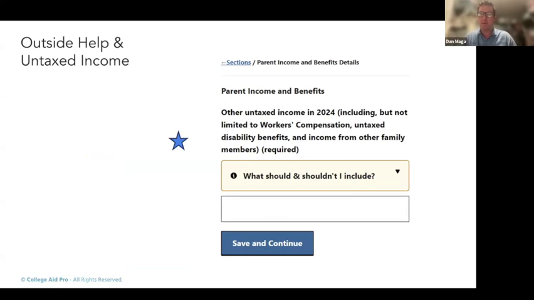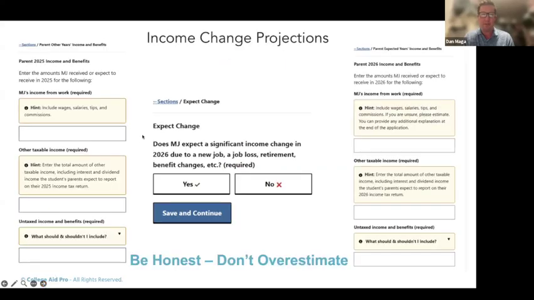Income from other family members, please don't report that. I mean, great if your family members are giving you money. If it's not being taxed, schools, college ain't going to know about it. But if you tell them here, that's going to definitely negatively impact you. So I would be careful about putting any gifts that you might be receiving from other family members in that box.